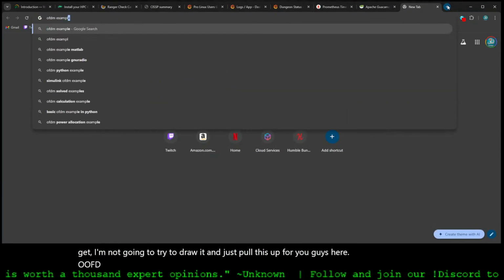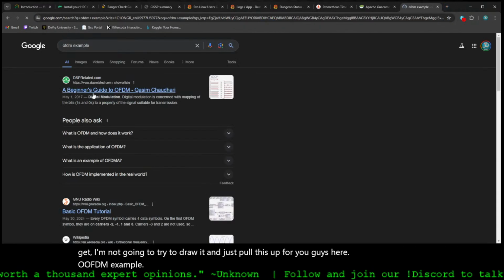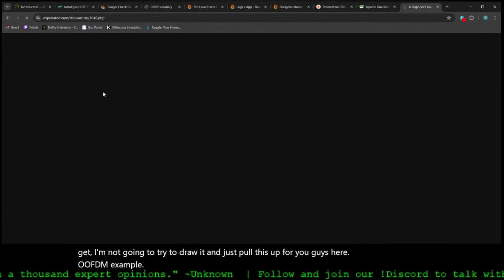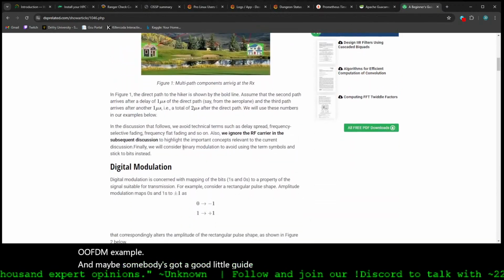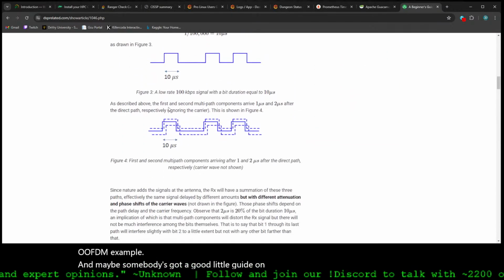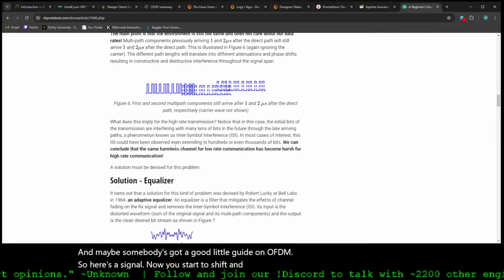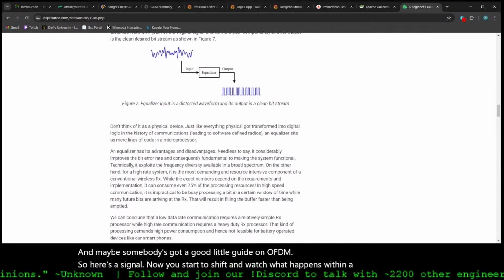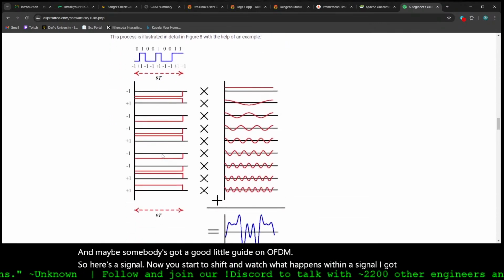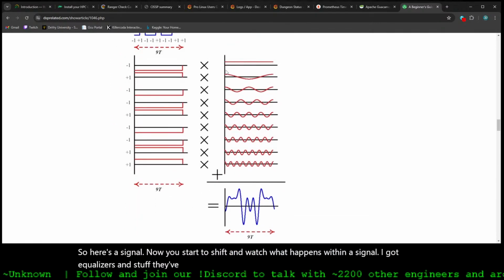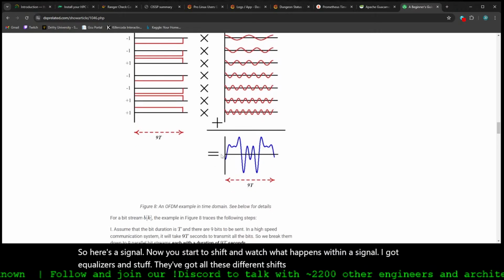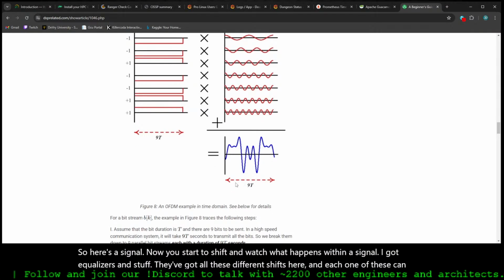OFDM example. And maybe somebody's got a good little guide on OFDM. So here's a signal. Now you start to shift, and watch what happens within a signal. You've got equalizers and stuff. They've got all these different shifts here, and each one of these can represent a different number.